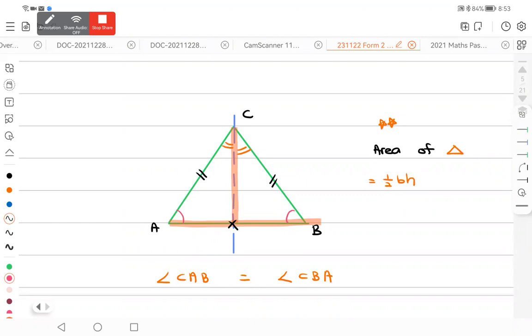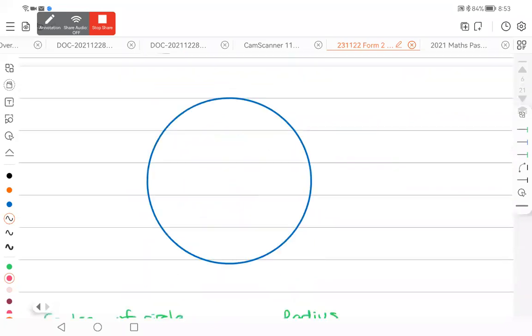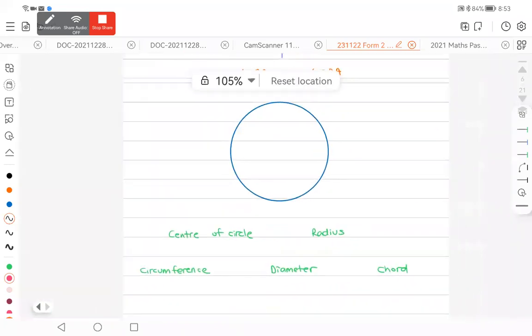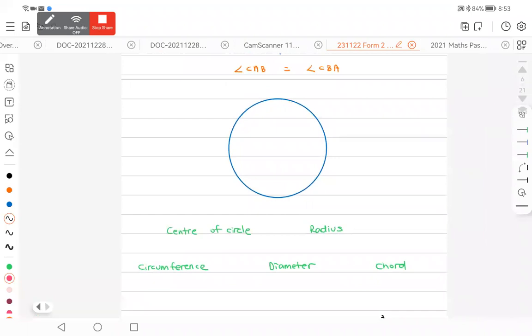All right, so that's about polygons. The most important one. Okay, then what about circles? You have 5 choices here: center of a circle, radius, circumference, diameter, and chord. I'm going to read out the characteristic, then you type in the chat box. Tell me what this is.